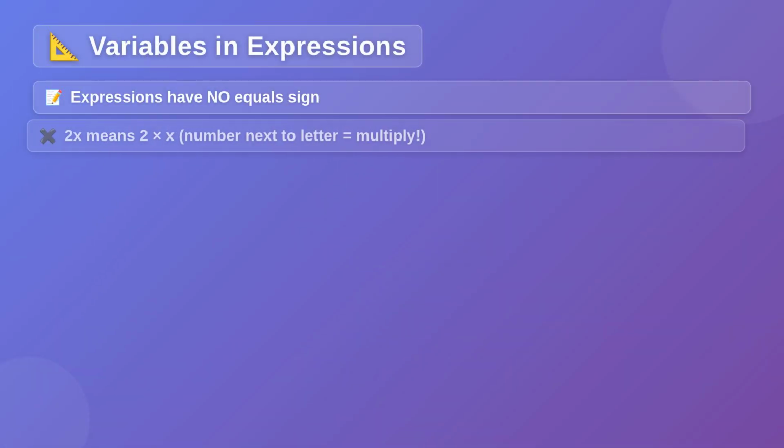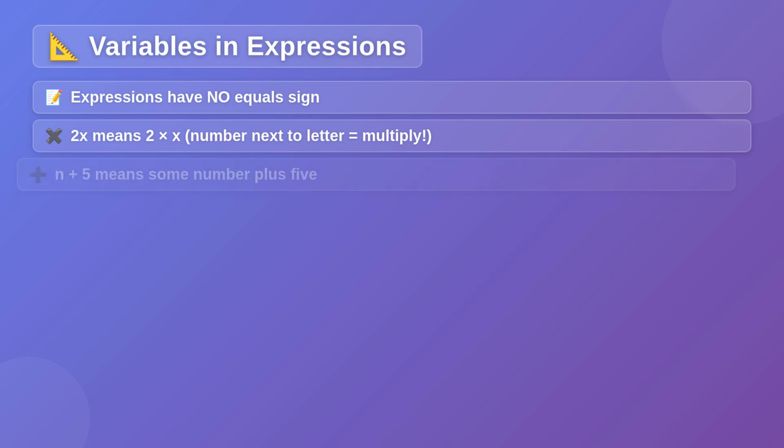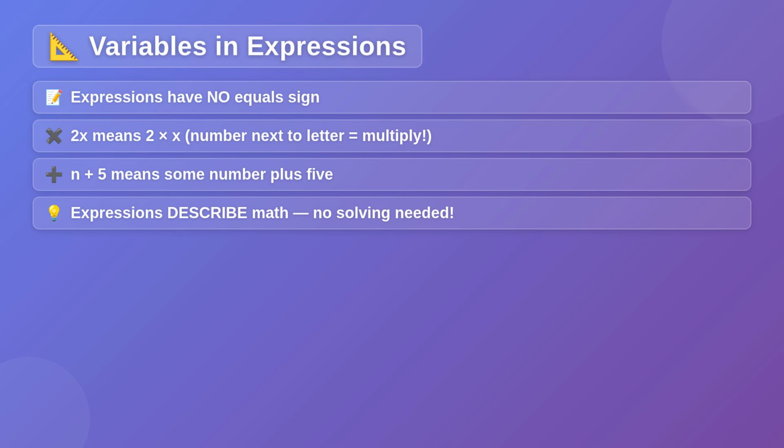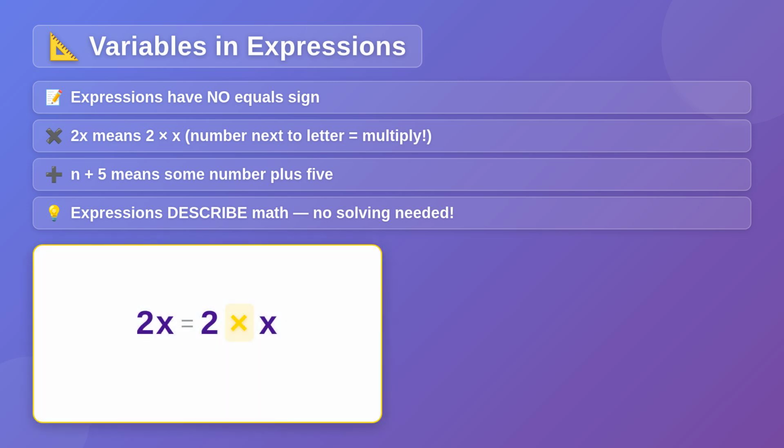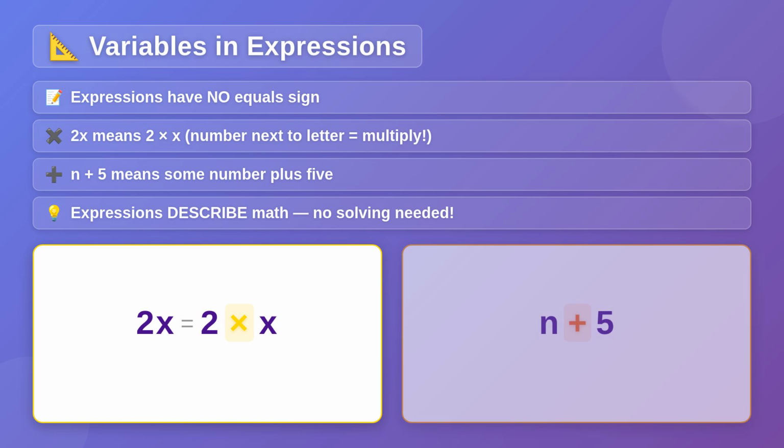Now, variables don't always show up in equations. Sometimes they appear in what we call expressions. That's math without an equal sign. For example, 2x means 2 times x. When a number is right next to a letter, that's multiplication. And n plus 5 just means some number plus 5. We're not solving anything yet. We're just describing a math situation. Think of it like saying, double the mystery number, or 5 more than an unknown. Expressions are math phrases.